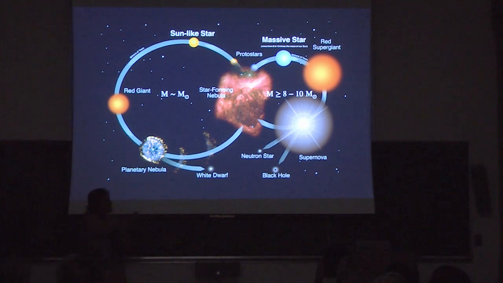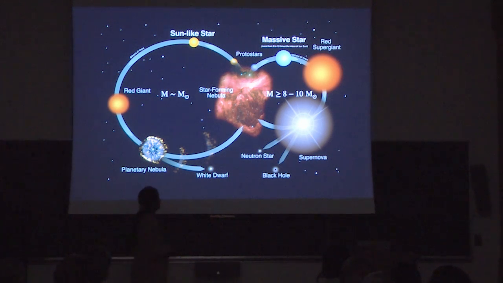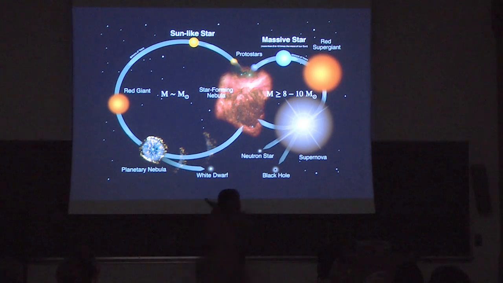So then you end up with these beautiful nebulas that you might have seen in very gorgeous pictures. And then the core of the star is mostly carbon and oxygen at that point, and it's left behind as this object called a white dwarf. Okay, so that's for the sun.